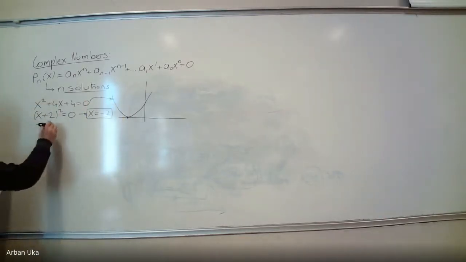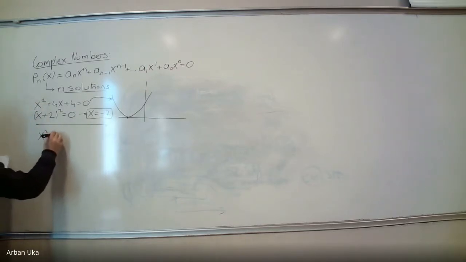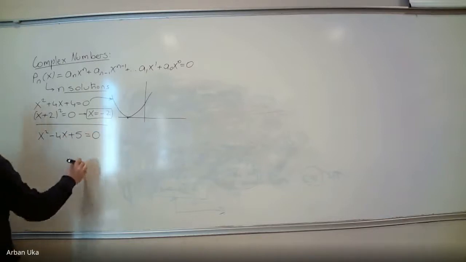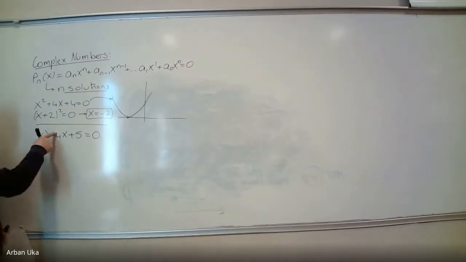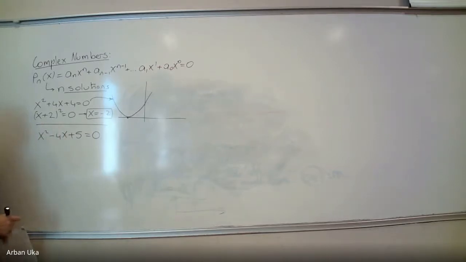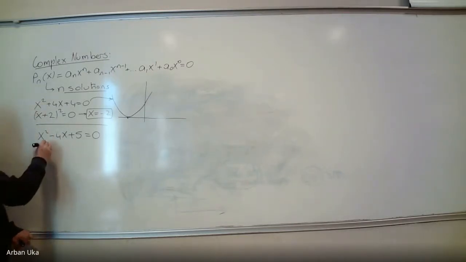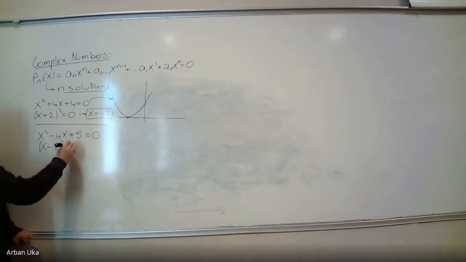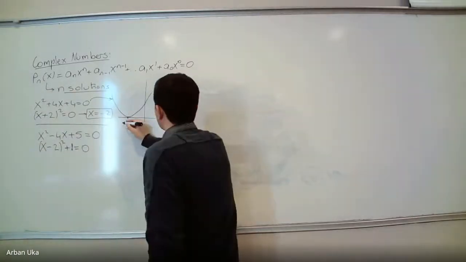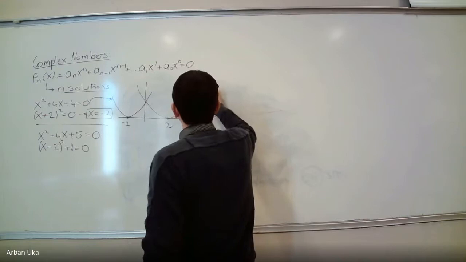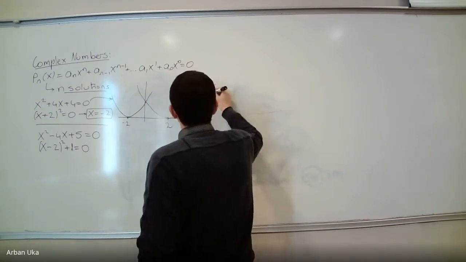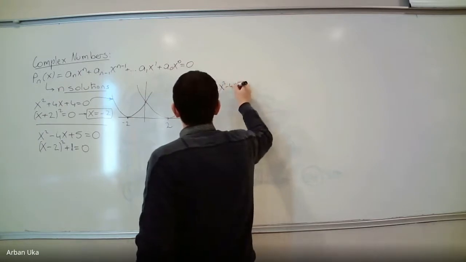Now, let's assume another polynomial, of the form x squared minus 4x plus 5 equal to 0. Again, we try to identify two roots for this polynomial. If we try to draw this graph, wherever it intersects with the x-axis determines the roots. We can write this as (x minus 2) squared plus 1 equal to 0. The graph of (x minus 2) squared is this one, which is also equal to x squared minus 4x plus 4.